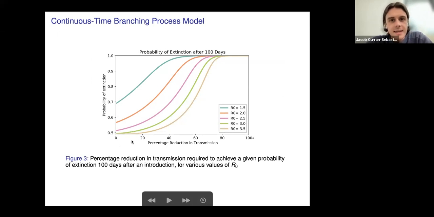And so this now looks a little bit better. It's a slightly different graph, but we're looking at the probability of extinction after 100 days, so the probability that you have 0 cases after 100 days. If we look at, say, reducing transmission by about 40%, now we're looking at an R naught of 1.5, and maybe a 95% chance that you have 0 cases after 100 days. So this is already quite a lot better than what we had before. Whereas for these higher R naughts, maybe you've got a 50-55% chance of still having cases after 100 days. So this is already looking a little bit better.